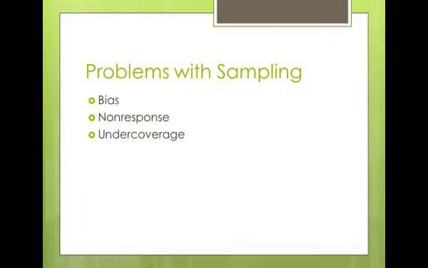So you have to be very careful that you avoid bias. Bias is a very bad thing to have because in a biased sample, you can't draw any inference about the population from it.